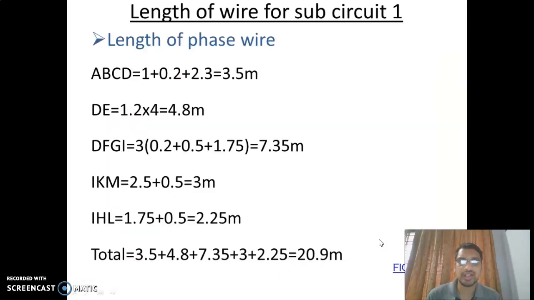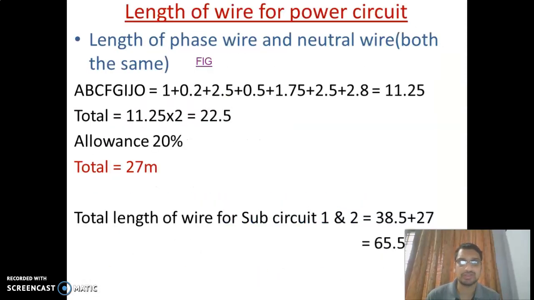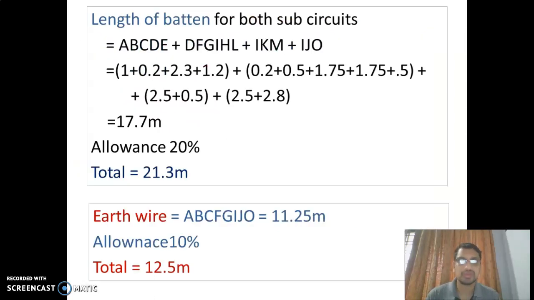So that is the length of batten required for this installation. Here, first section A, B, C, D, E. So AB 1, then BC 0.2, CD 2.3, DE 1.2.